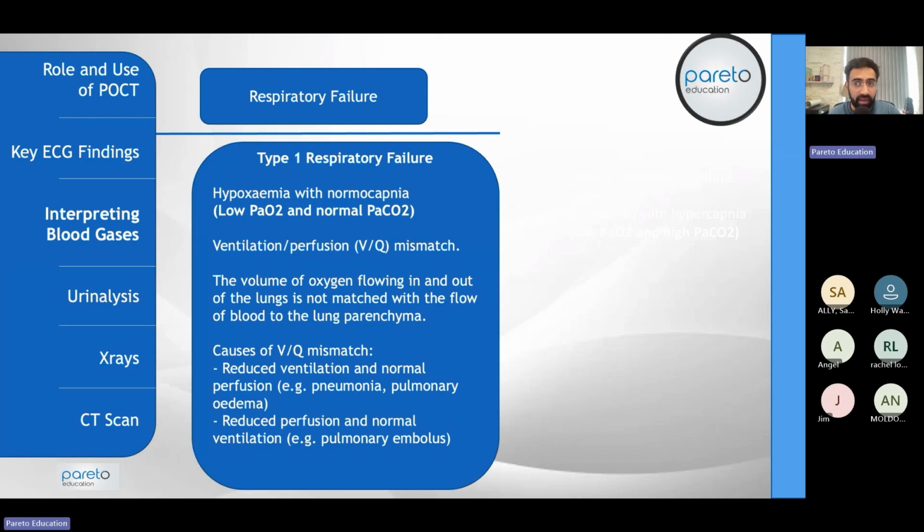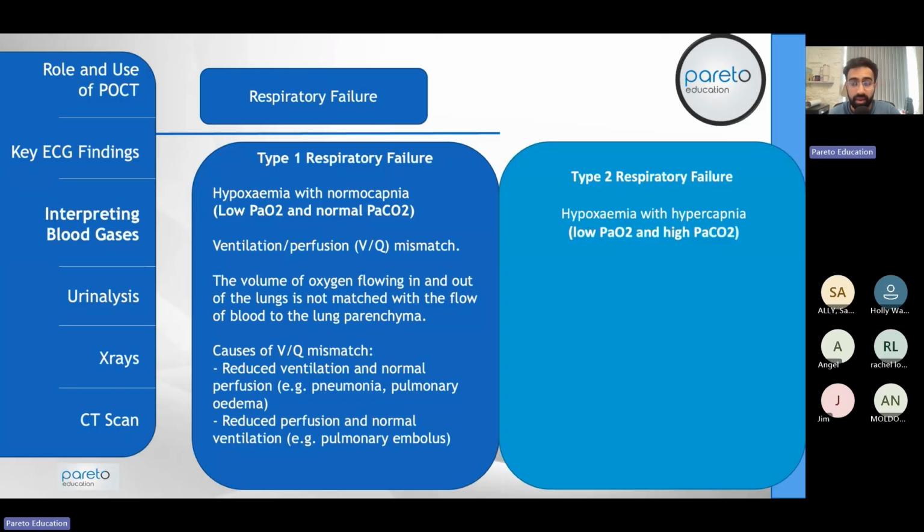Type 2 respiratory failure is slightly different. This is when you have hypoxemia with hypercapnia, so a low PO2 with a high PaCO2. Typically because of problems with hypoventilation, resulting in patients being unable to remove CO2 from their blood and resulting in high levels of CO2.